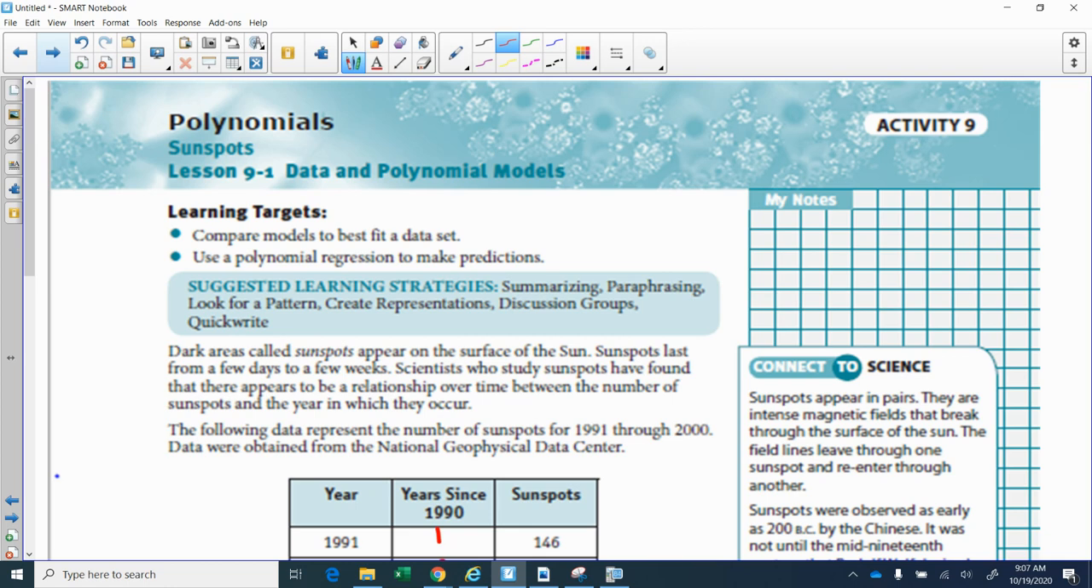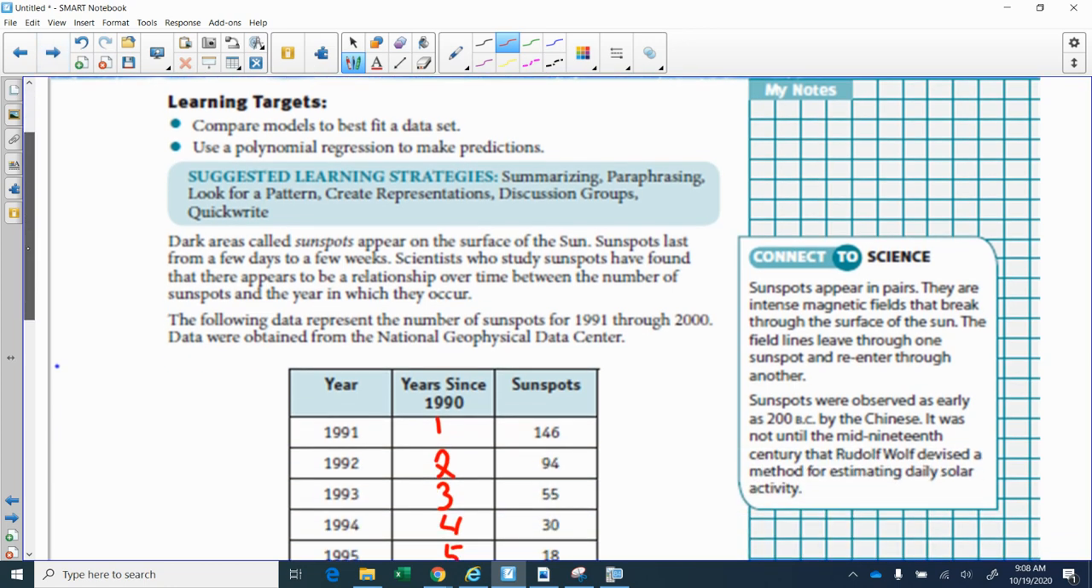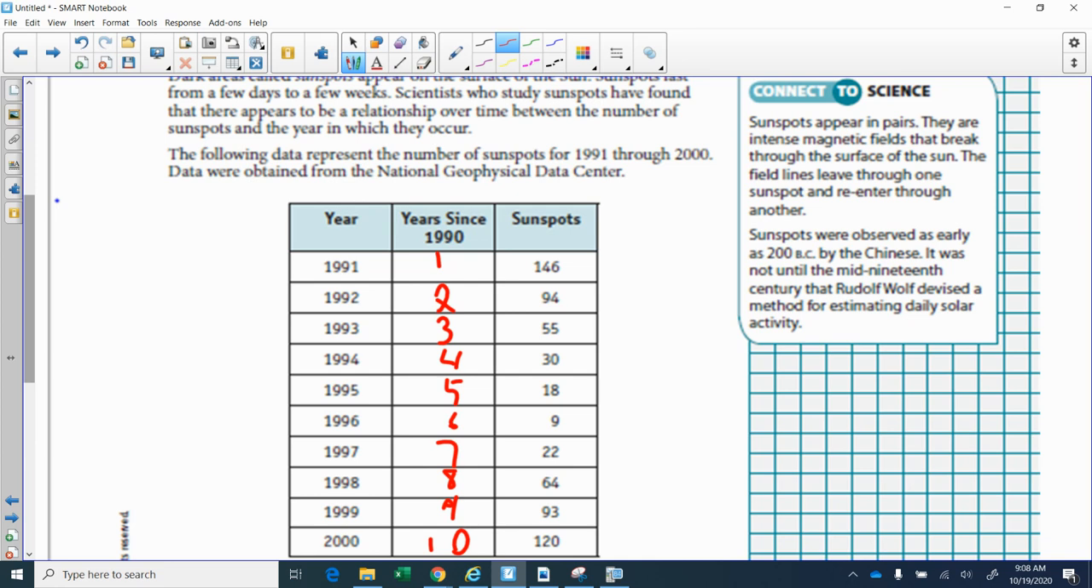So in this situation, we're doing a scientific study on sunspots, okay? And in the chart down here, they're basically saying from 1990 up until 2000, the sunspots, which are listed over here on the right, that's how many happened in that year. So what we're going to do is we're going to analyze the years since 1990, which is this column, and actually apply it to how many sunspots we have. So obviously, as you can see, I filled in the chart here. I literally just counted down: 1991, that's 1 year past 1990. 1992, that's 2 years past 1990, and so forth, okay? So we're building this data set for us.